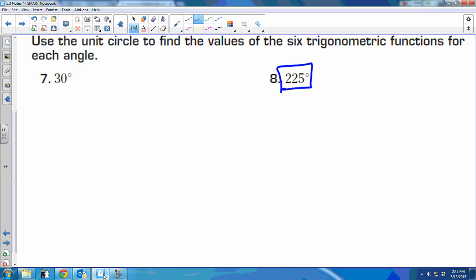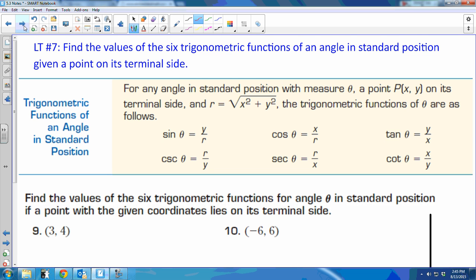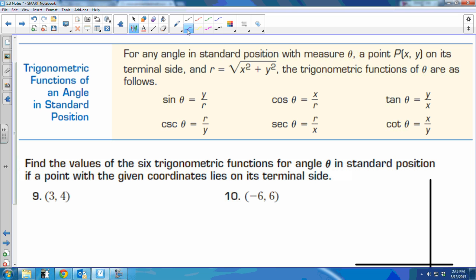Learning target 7 gives you a point on the coordinate plane. Remember, the unit circle is centered on the coordinate plane. And we're going to use a bunch of the ideas we've learned in this section so far, learning targets 1 through 7, put together in order to find trig ratios. Okay? So it says here, for any angle in standard position, because that means the vertex is at the origin, with measure of theta, so we aren't going to know the angle measure.